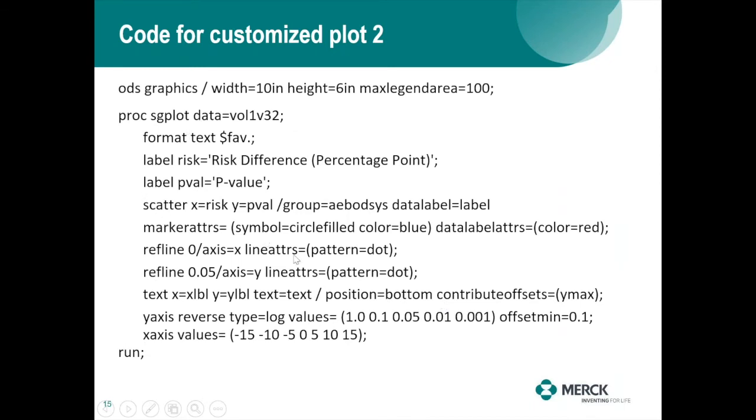This is the code to generate the plot. The only difference from the previous customized plot is this text statement. This statement helps us to show the format, like favorability of drug A and B, and where I should position that. For that purpose, this text statement helps. The rest is the same as in customized plot 1. And also I changed the color to blue and the labels to red.